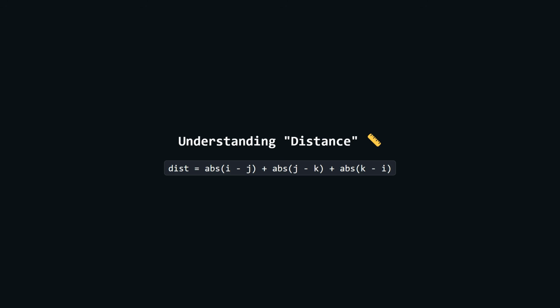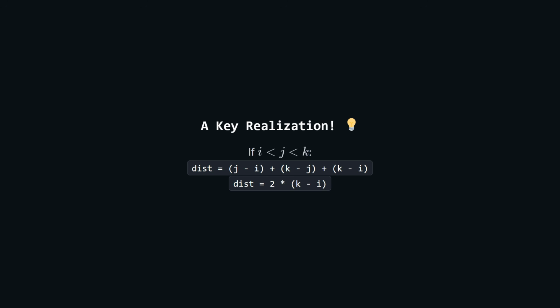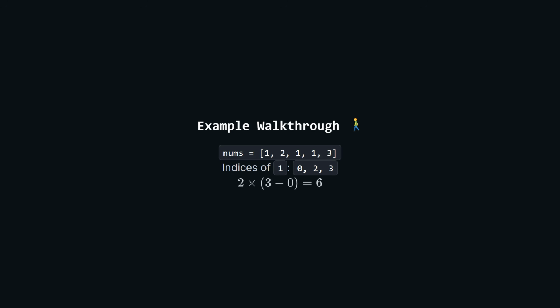The problem defines distance with this formula. It takes the absolute difference between the first and second index, adds the difference between the second and third, and then adds the difference between the third and the first. Here is the big aha moment. If we assume our three indices are in order from smallest to largest, that complex formula actually simplifies perfectly. The middle index j cancels out, and we are left with exactly twice the distance between the two endpoints, I and k.